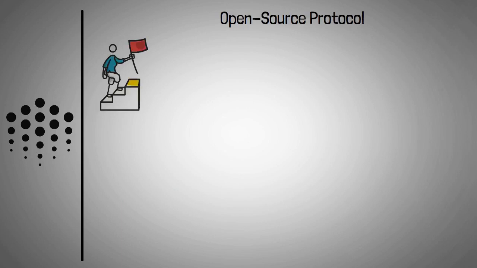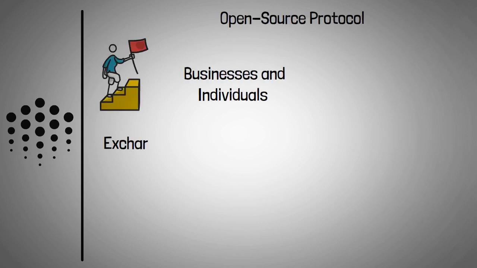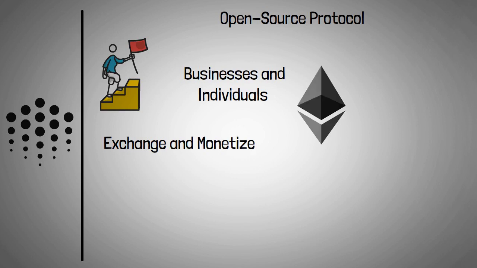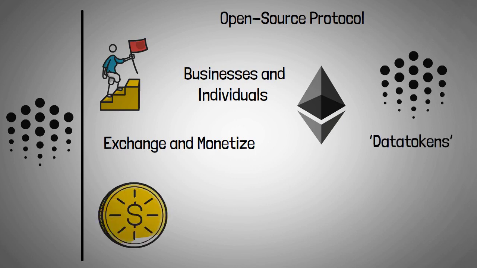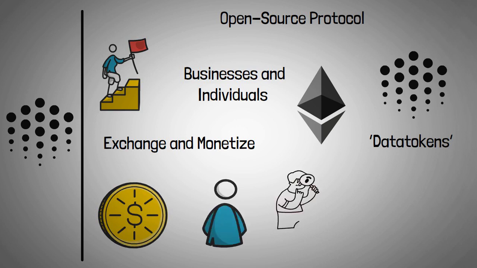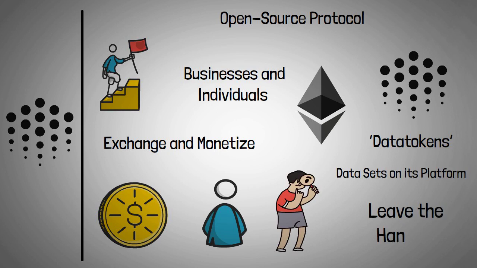Ocean Protocol. Ocean is an open-source protocol that aims to allow businesses and individuals to exchange and monetize data and database services. Built on top of the Ethereum blockchain, the Ocean Protocol uses data tokens to gain access to datasets. The tokens are then redeemed by users who need access to the information. The Ocean is seeking to make the datasets on its platform available to startups and researchers without the data having to leave the hands of those who store it.